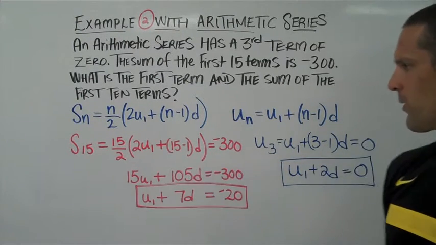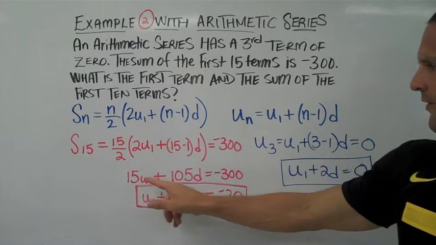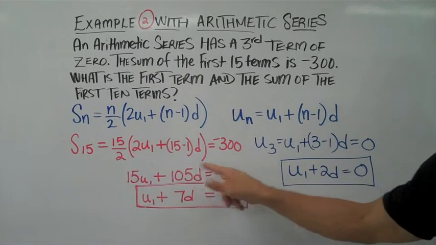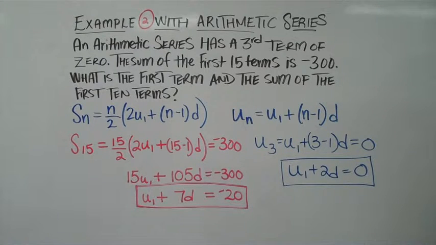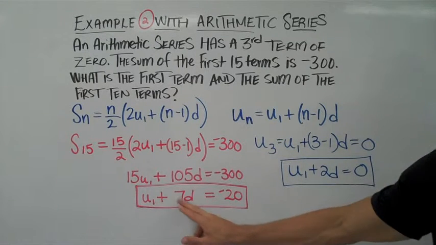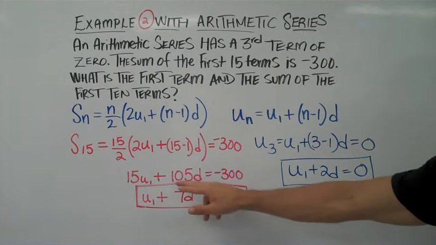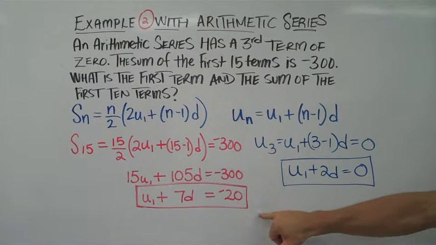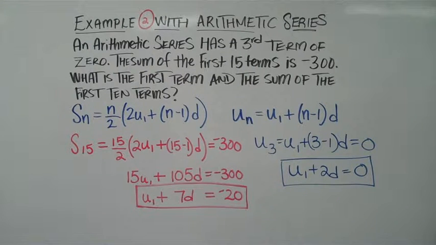When I distribute out and simplify, I get 15u1 plus 105d is equal to negative 300. I divide each and every term by 15 to make it a little easier for me. u1 plus 7d equals negative 20. That's just simply this equation divided by 15 all the way through. That gives me these two equations, which I can solve simultaneously.